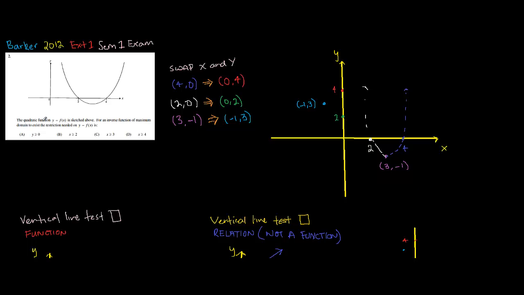So it says, the quadratic function y equals f of x. So that's this thing. So this is a parabola because it's a quadratic, which means that it's symmetric, is sketched above. For an inverse function of, so this bit won't make much sense for the time being, but it says, for an inverse function of maximum domain to exist, the restriction needed on y equals f of x is. So more about what that last sentence means in a minute.